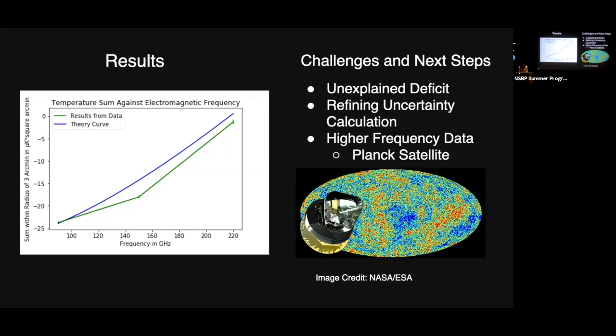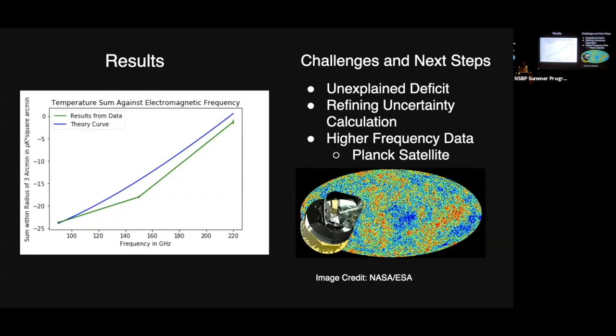And the uncertainties on that don't account for that difference. And that's actually something my mentors and I are still trying to understand. We don't really know why that's happening. So that kind of brings me to what my next steps will be. We'll continue to look into possible sources of error causing that. We'll refine our uncertainty calculations to maybe be able to account for that difference as well.